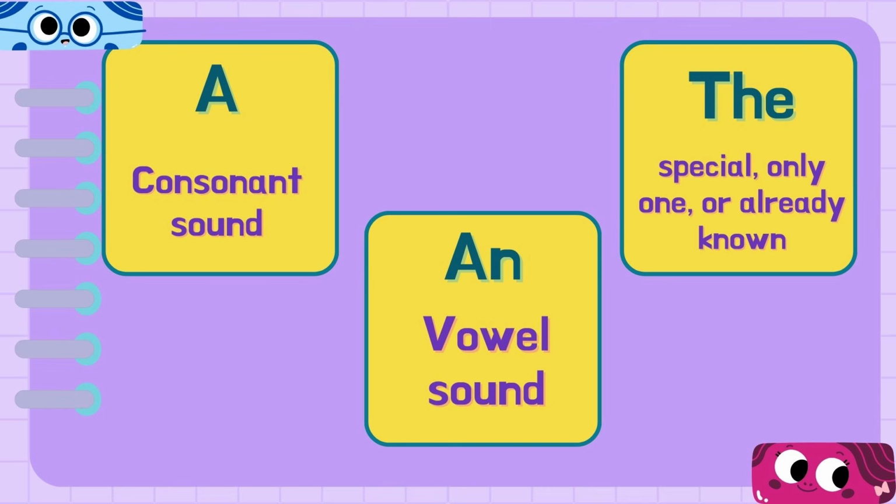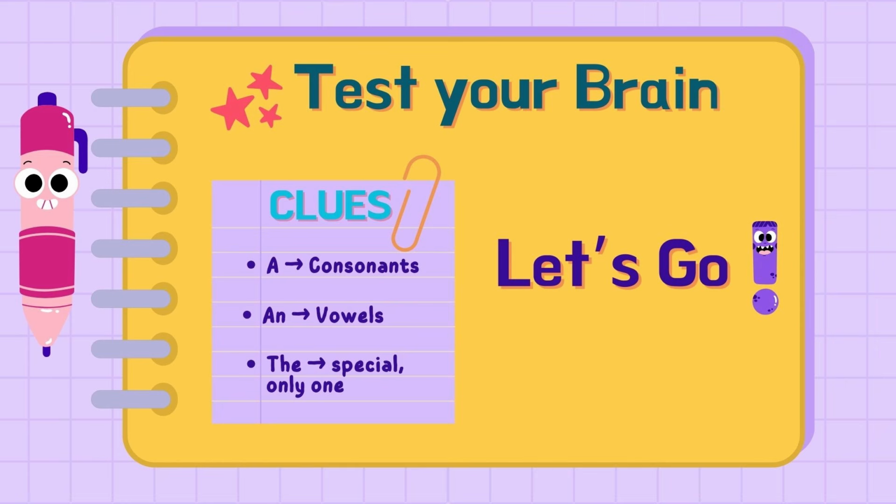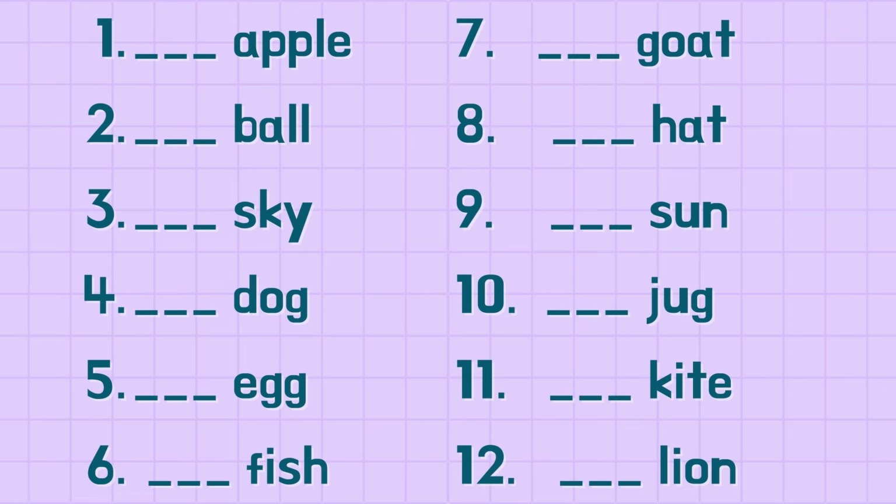A is for consonant sounds. An is for vowel sounds. The is for special, only one things. Let's test your brain. Here are your clues. A is for consonant sounds. An is for vowel sounds. The is for special, only one things. Remember the clues. Let's go. Read the words carefully.